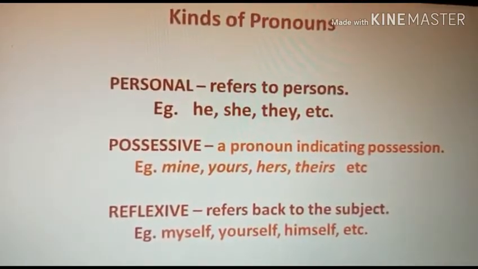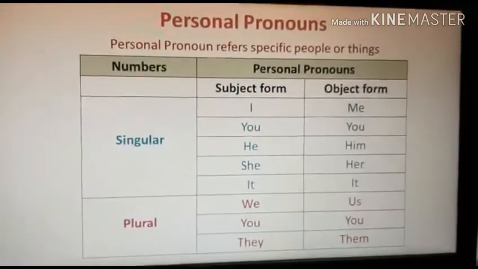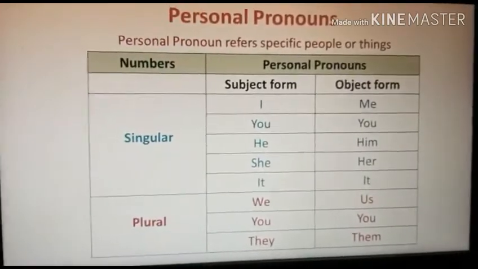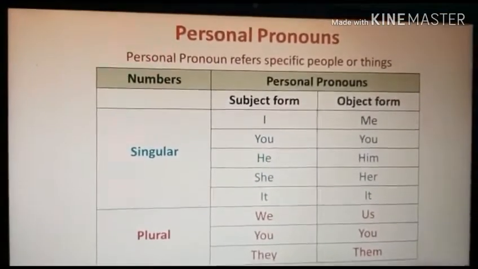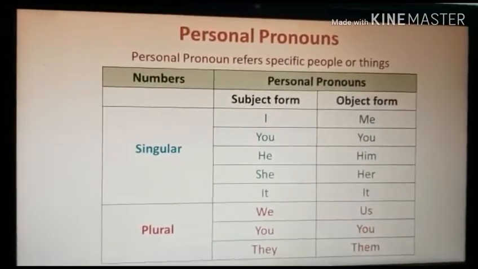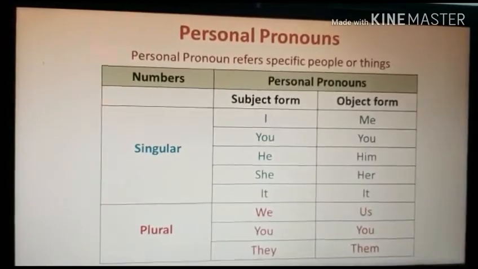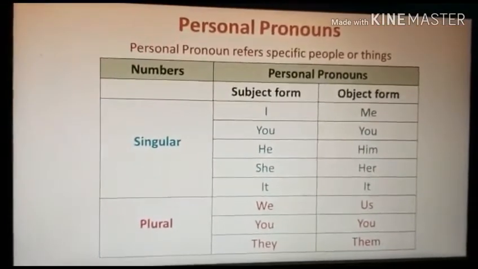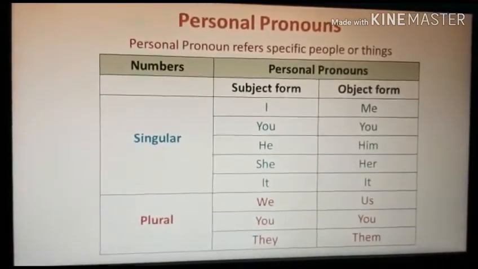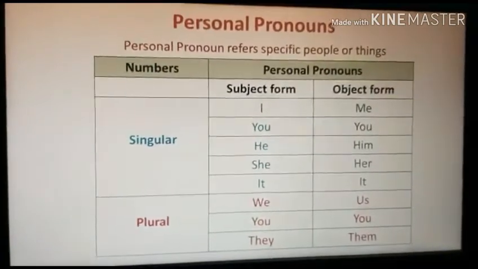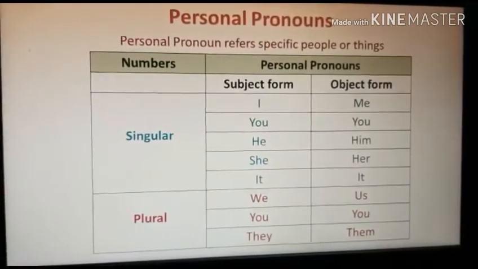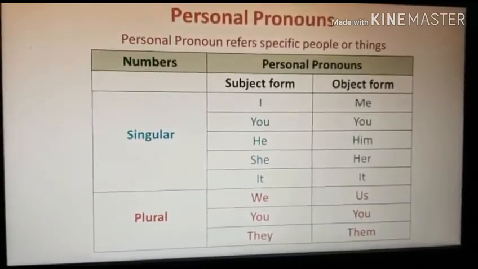Now let us look at what a personal pronoun is. As mentioned above, a personal pronoun refers to a specific person or a thing. The examples are explained in the table in the slide in 3 columns. The first column denotes singular or plural. It means a single person or a group. The second and third columns are subject and object. You may ask, what is a subject and an object? Subject means the person who is doing the action, and the object is to whom the action is being done.